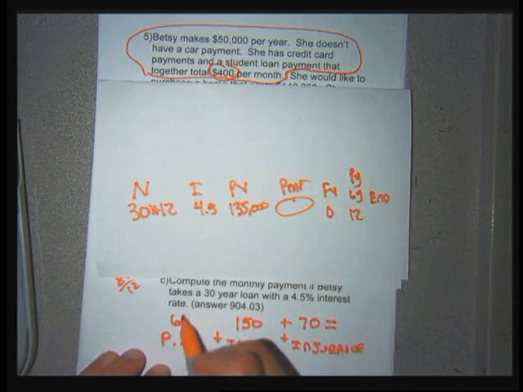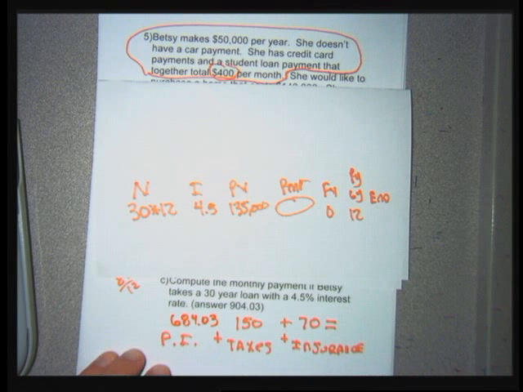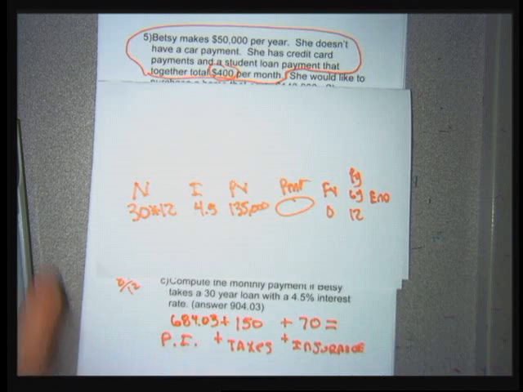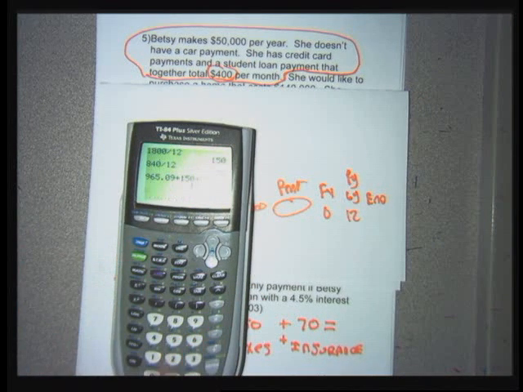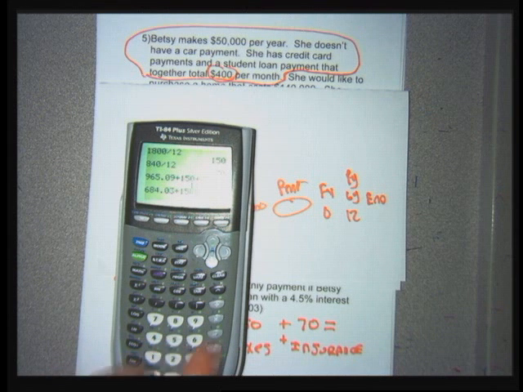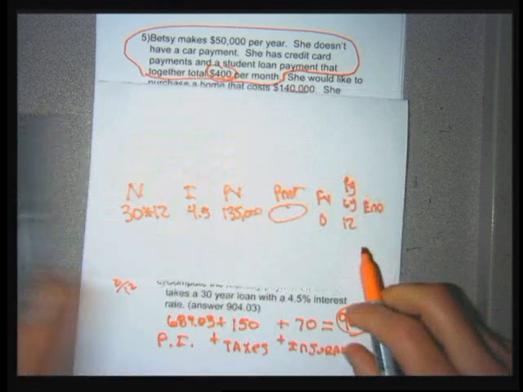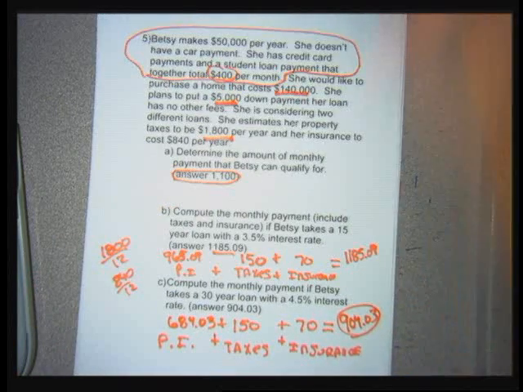So the principal and interest portion of her payment is $684.03. And now I'm going to add the principal, interest, taxes, and insurance on my main screen by hitting second and quit. Do 684.03 plus 150 plus 70, and I get 904.03. And that's the loan Betsy can qualify for. The answer to part C is $904.03.